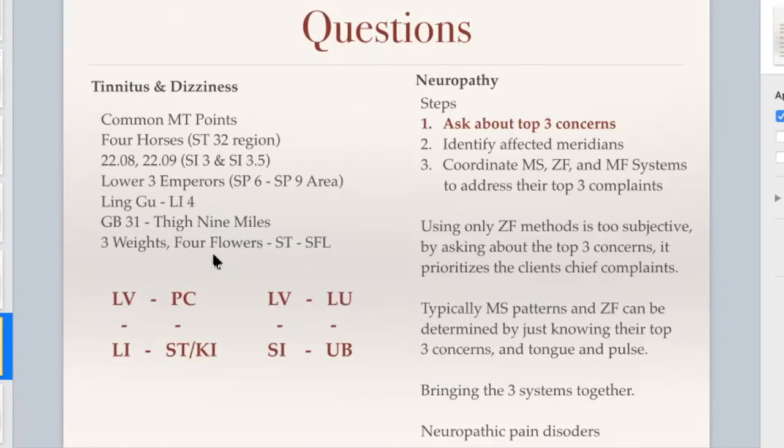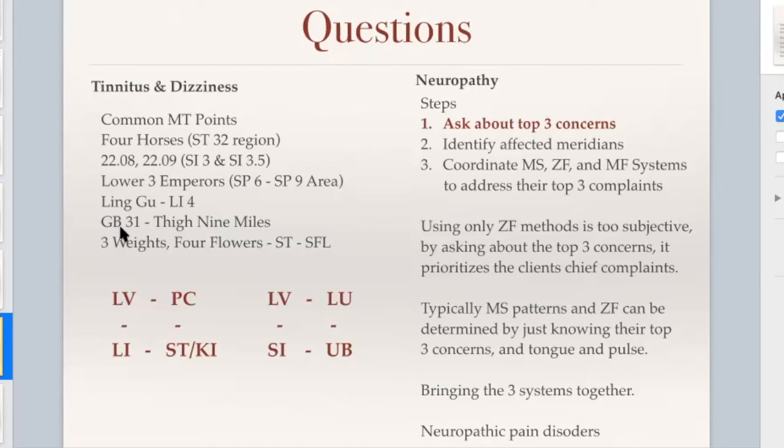Okay, so when you ask about their top 3 concerns, they're always going to tell you their most relevant and intensive symptoms. They're not going to tell you about something obscure to them that you find in 10 questions. They're going to tell you about their most bothersome conditions. So it'll help you decide, maybe I don't need to use the gallbladder points, because a lot of times we might think, oh, tinnitus, use the gallbladder points.